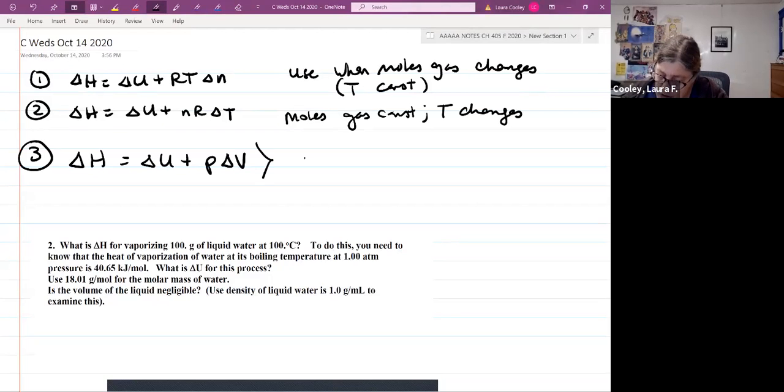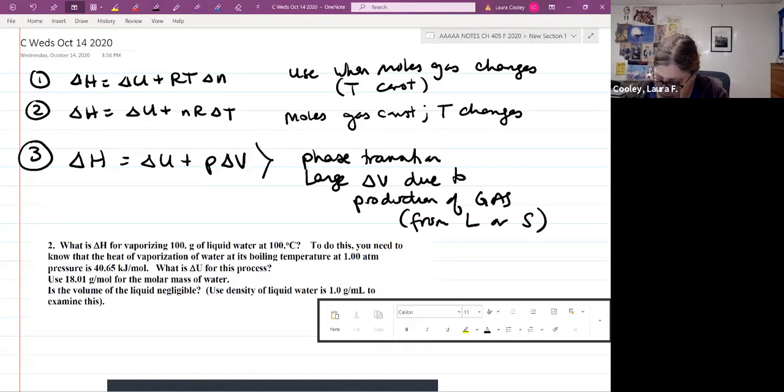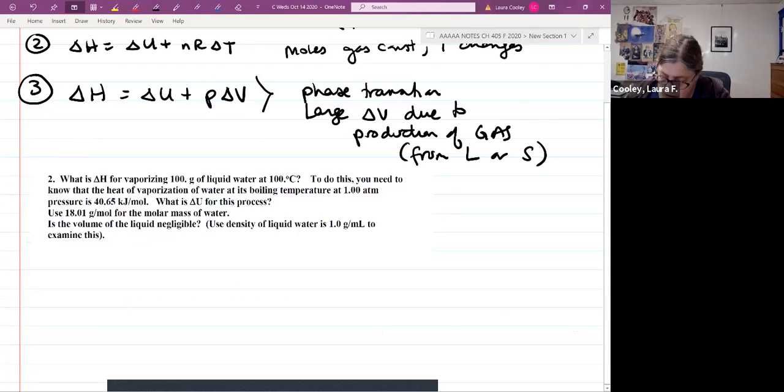Okay, and this is very good to use when you have a phase transition, where there is a large change in volume because gas is produced. Meaning, you know, from liquid or solid, or what else would it be produced from if it's a phase transition? It's either liquid or solid.